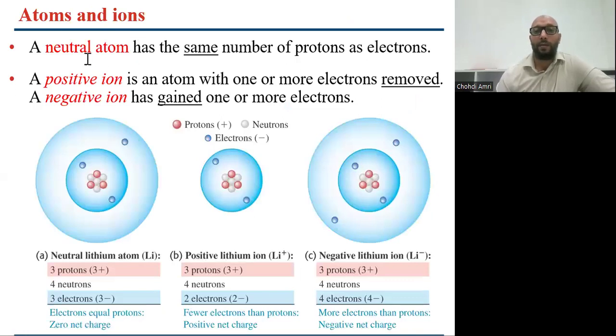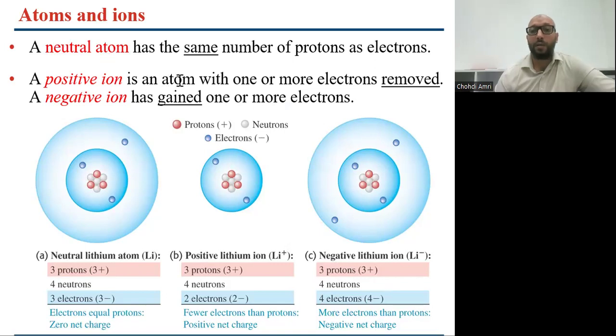Atoms and ions. A neutral atom has the same number of protons as electrons. As we said, a proton is positive and an electron is negative. If we have the same number of protons and electrons, that means the same number of positive and negative charges. The total charge of the atom is 0, and in this case it's called a neutral atom.